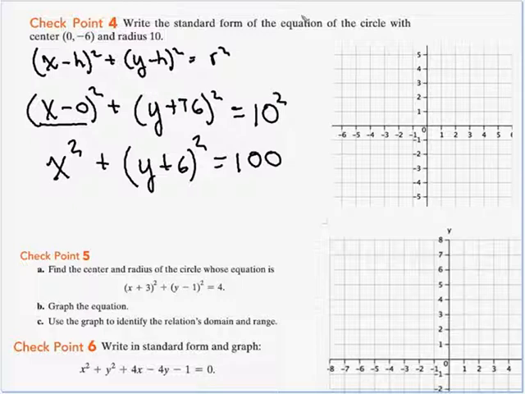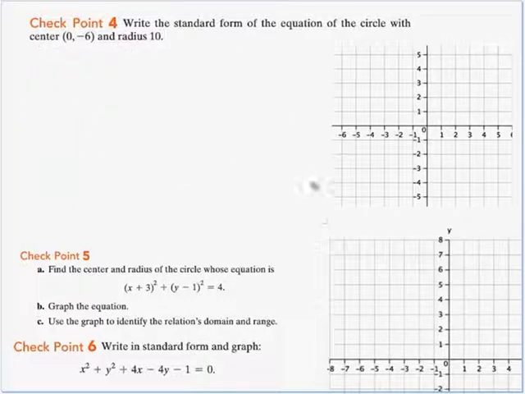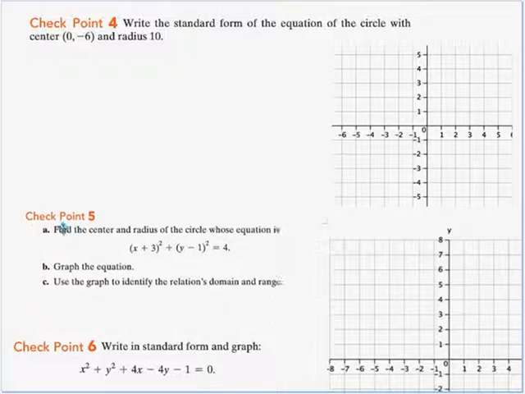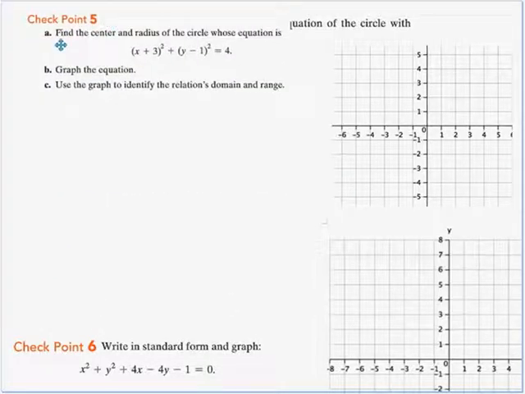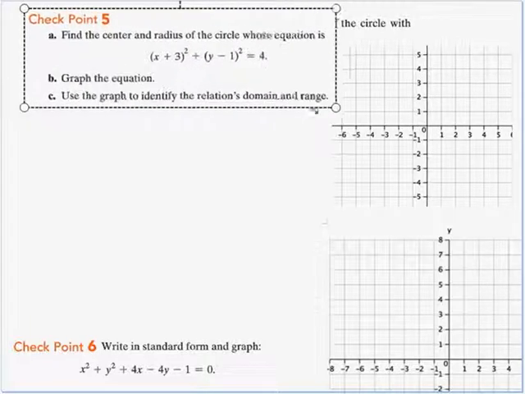And that's it. They just said write it in standard form. If we had a bigger graph, we could graph it, but that's a pretty big radius. Okay. Number 5. Find the center and radius of this circle, graph it, and use the graph to identify domain and range.